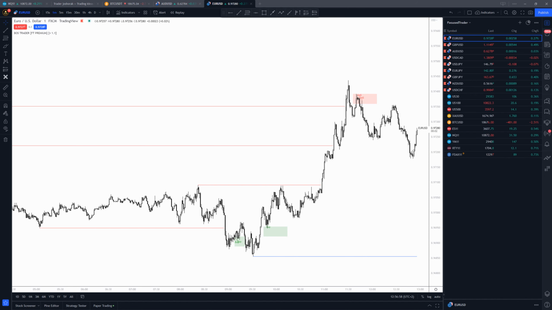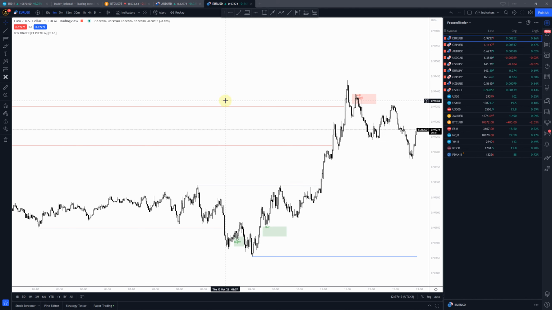Hi traders, this is Focus Trader, and in this video we're going to have a look at the BOS Trader indicator, which is our ultimate custom-made indicator for TradingView based on smart money concepts and the ICT 2022 mentorship model. We've also got some original ideas there, so without any further ado, let's get into it.